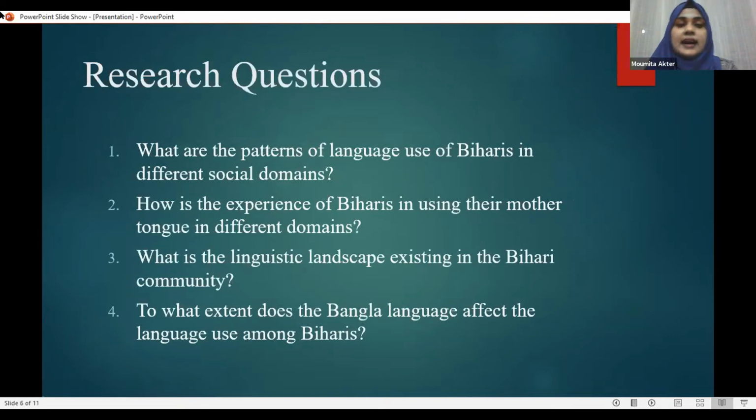Okay, so I have set these four research questions according to my research aim. For example, the patterns of language use of Biharis in different social domains, their experiences in using their mother tongue, the linguistic landscape existing in the Bihari community, and finally, to what extent Bangla affects language use among Biharis.